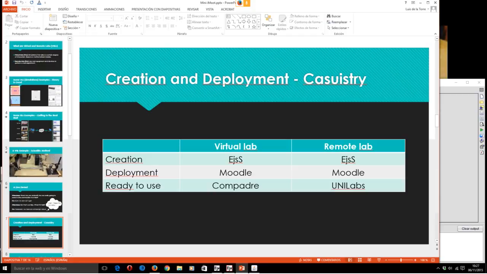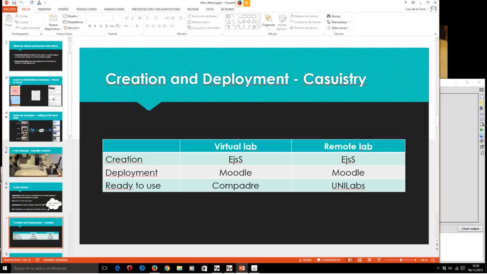Okay, so you might be wondering, what do you use to build these amazing applications, simulations, virtual labs, and remote labs we have been watching? So what we use is a program called EJSS, formerly known as EJS, which stands for Easy Java and JavaScript Simulations. Before, it was only Easy Java Simulations. One of the good things about this program is that it is free and open source. It has been developed by a professor at the University of Murcia. He's a mathematician, and he has been working on this program for about 10 years. And it has always been free and open source, and always will be. Okay, so that's pretty cool.